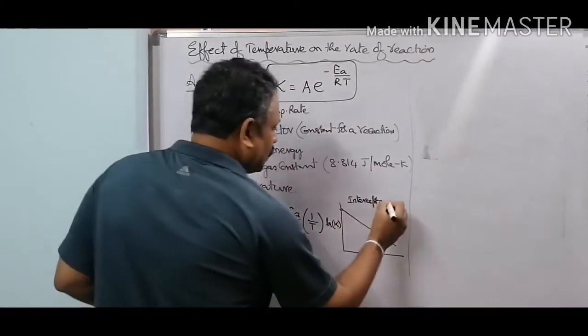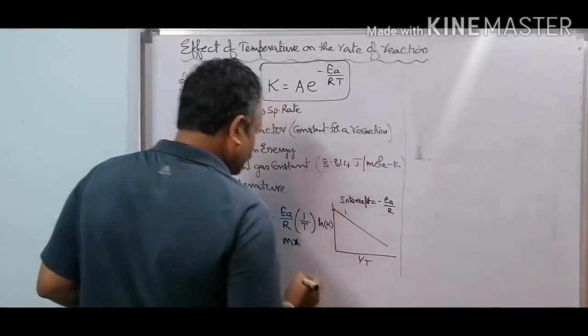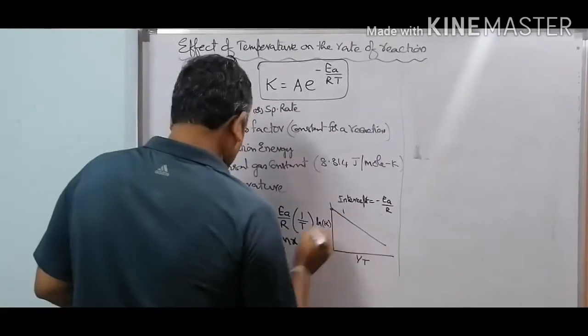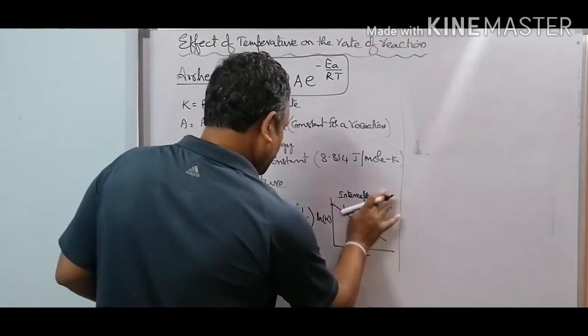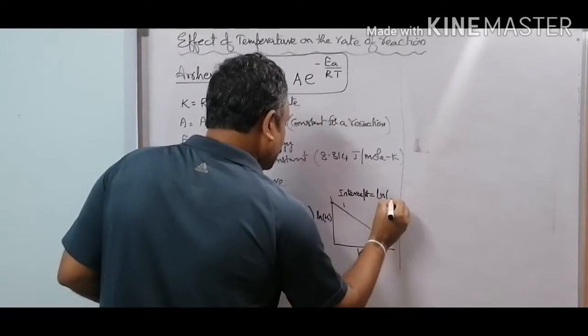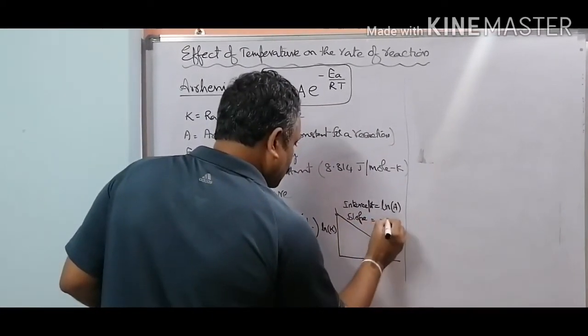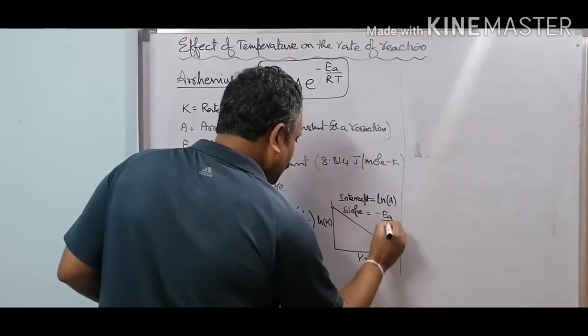So the intercept is ln of A, and the slope is minus of EA by R.